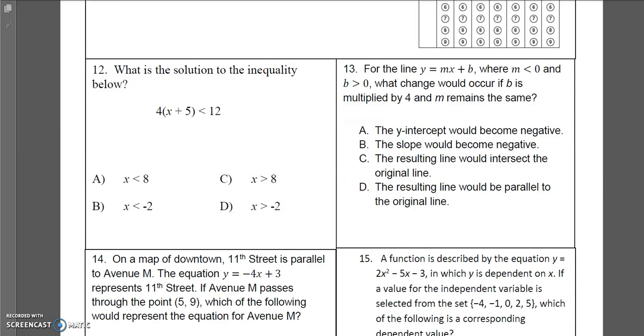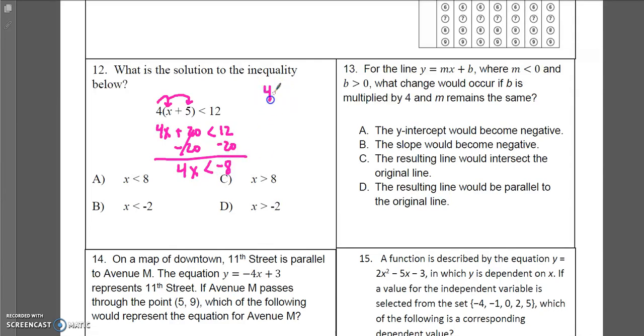Okay, number 12 says, what is the solution of the inequality below? So all we have to do is isolate my x. So I'm going to distribute first. So I'll have 4x plus 20 less than 12. So subtract 20. And that is going to give me 4x less than negative 8.